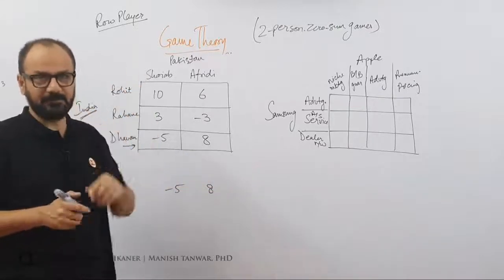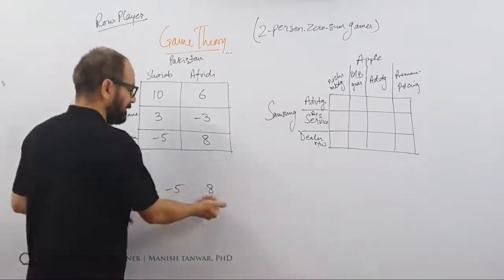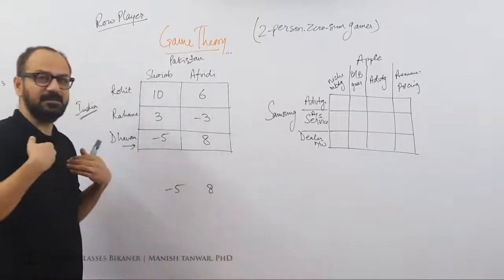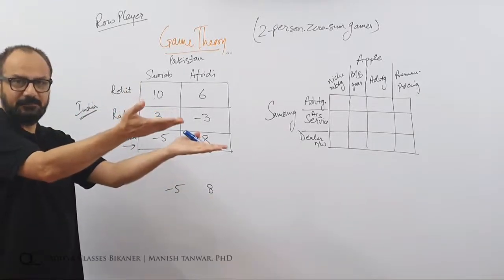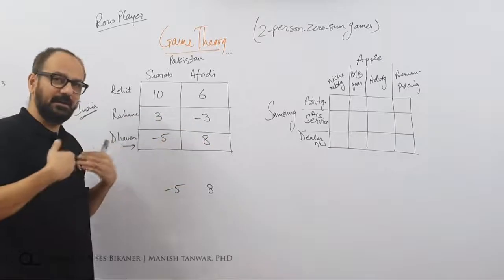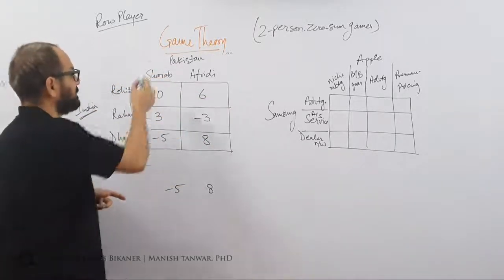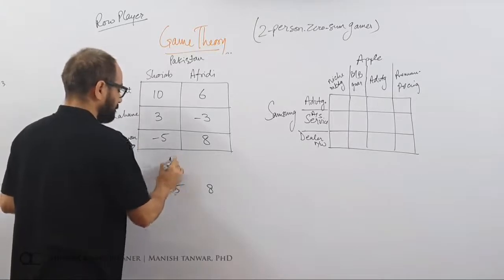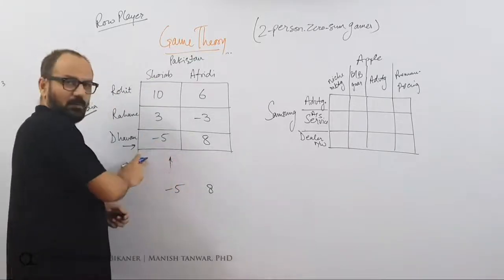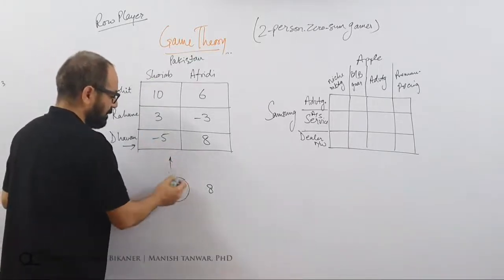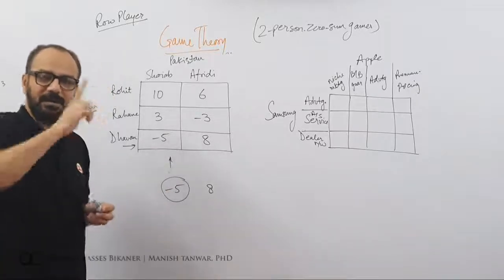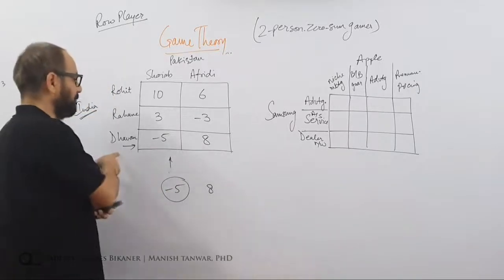For Pakistan, what will Pakistan decide? This +8 for India means a -8 for Pakistan. -5 for India means a +5 for Pakistan. What will Pakistan do? Pakistan will take Shoaib. Why is Pakistan taking Shoaib?